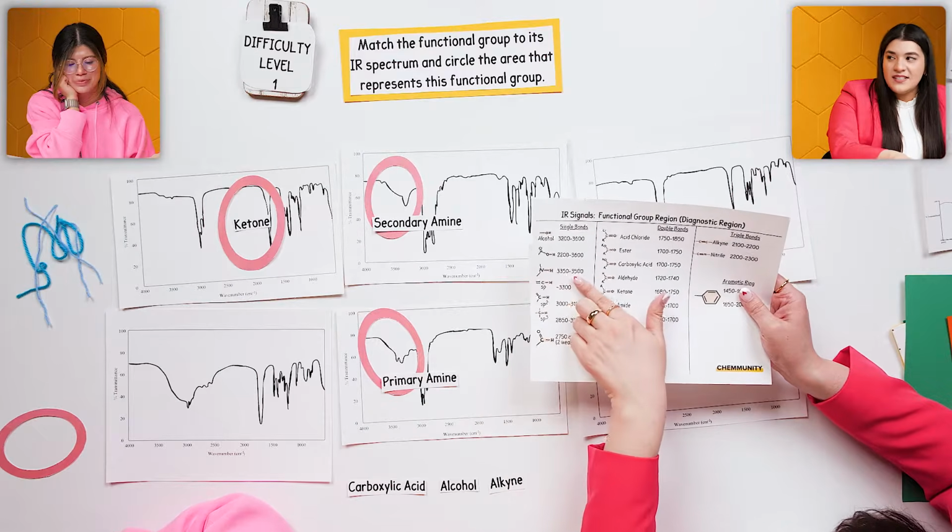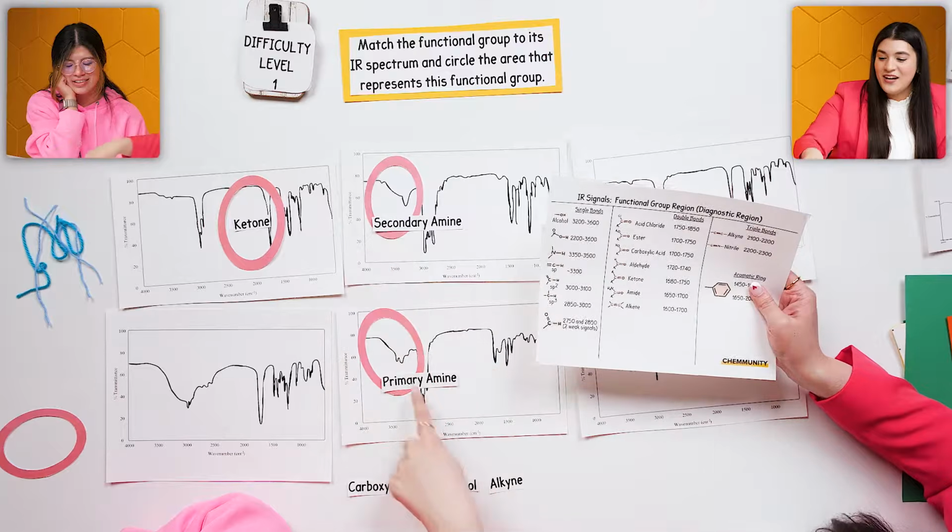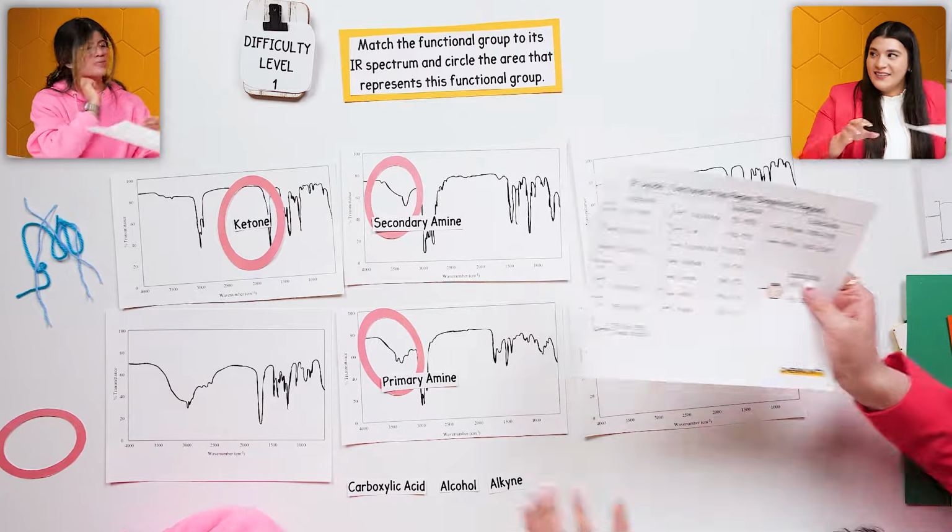What you saw was, it's some sort of amine. Okay, what's the trick to that? Well, secondary, 1 peak, primary, 2 peaks. Okay. Move on. That helps. I like that.